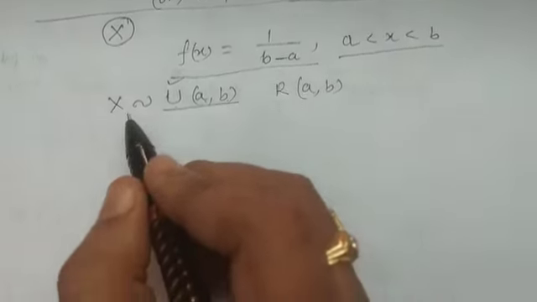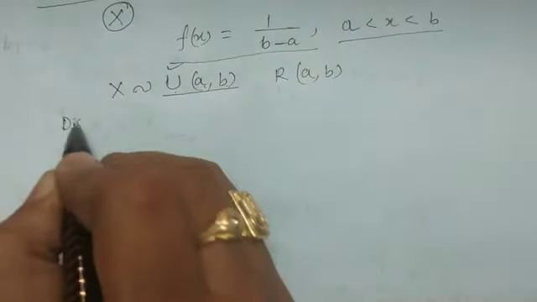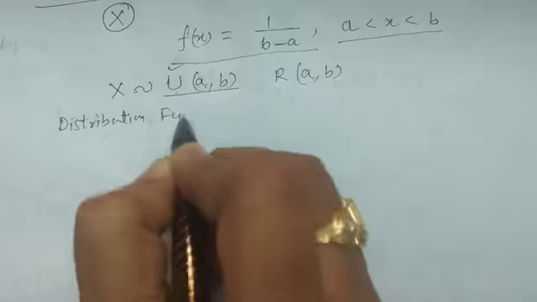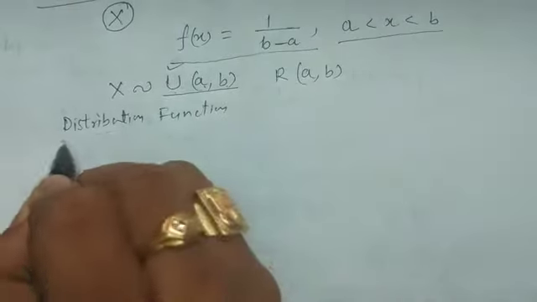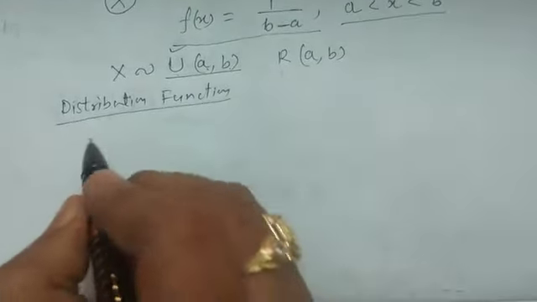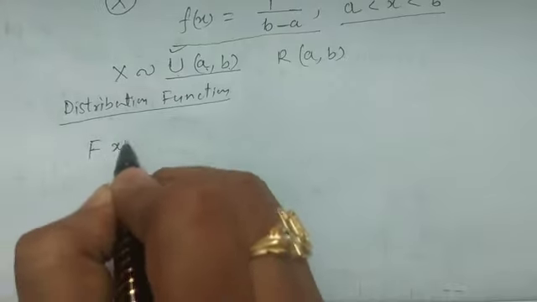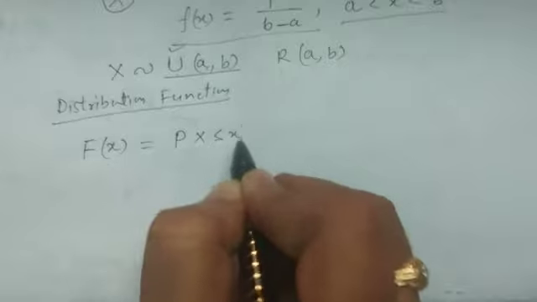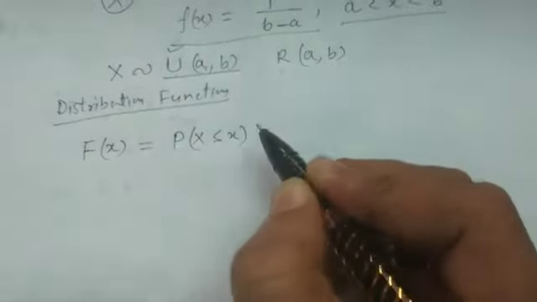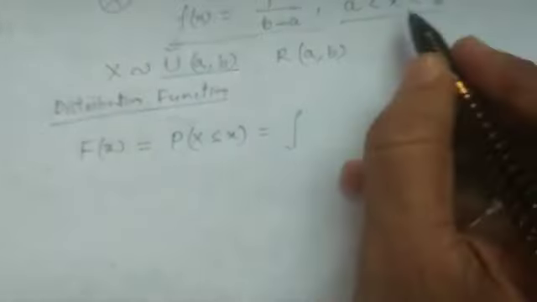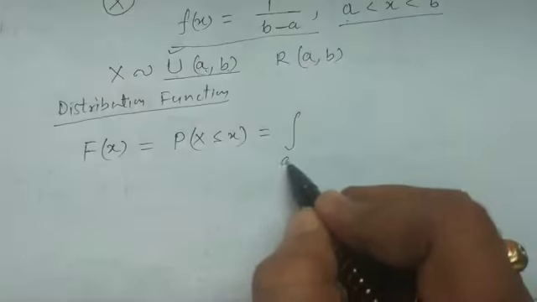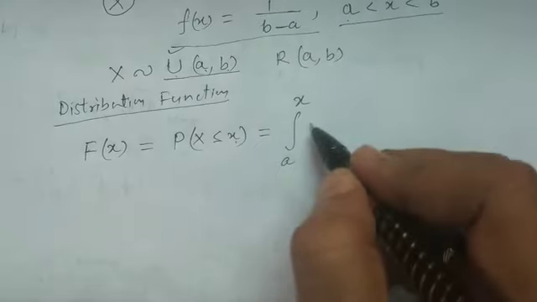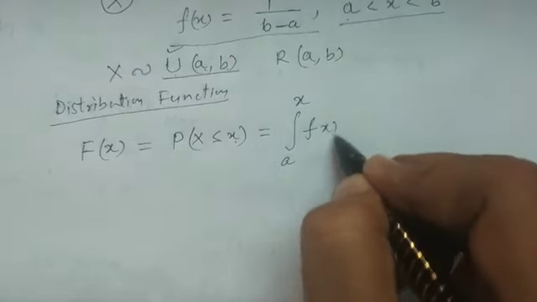Now I am considering the distribution function of rectangular distribution. It is calculated by the definition of distribution function: capital F of x is equivalent to probability of X less than or equal to x, which is the integral. Here the lower limit of the rectangular distribution is a, upper limit is x, f of x dx.